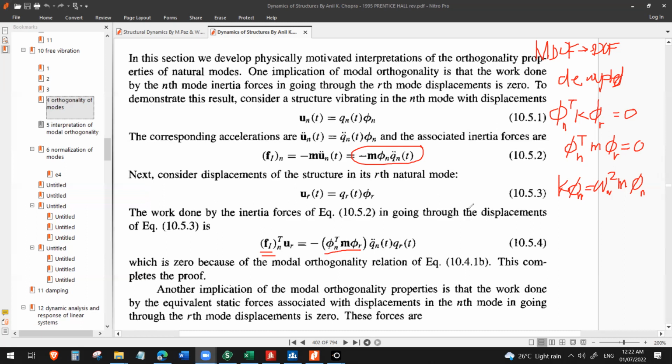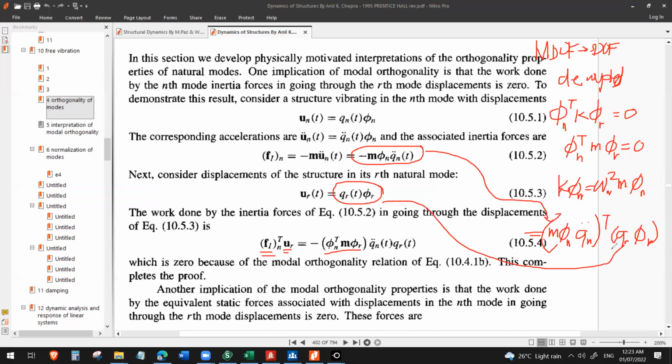Okay, I'll rewrite na lang muna. So, m, ignore na lang muna natin yung sign, no? Q sub n double dot. Tapos itatranspose natin yan, right? Then, multiplied by u sub r, which is the formula is this, no? So, which is q sub r times phi sub r. Okay? Right? Ito, then ito.